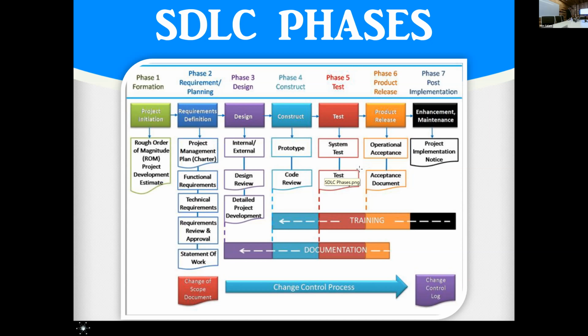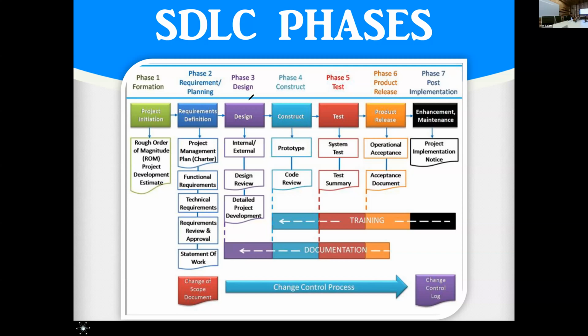Okay, this is also important for you guys to learn, so I should teach you this too. This is the SDLC phase. What happens? You have a rough order of magnitude, a project development estimate, requirement definition. Everything I've explained so far comes back down to these phases. We talked about project planning, requirement development, design, development, testing, product release, enhancement, and maintenance. Everything is within this.